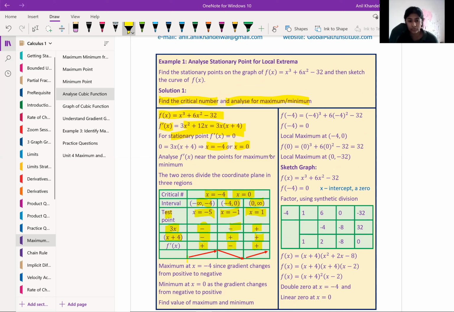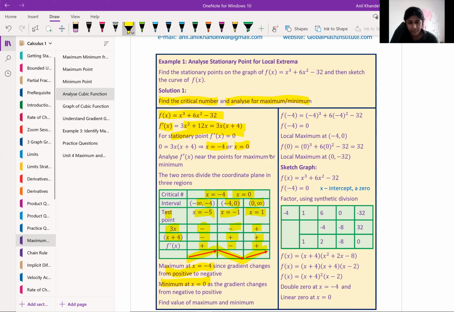Since it is a positive gradient, we know it is increasing. Negative means decreasing, then again increasing. It clearly indicates that we have a maximum at x equals -4 and a minimum at x equals 0. Is that clear to you? So till now, we have figured out our critical points, and we have also associated maximum and minimum points to them.